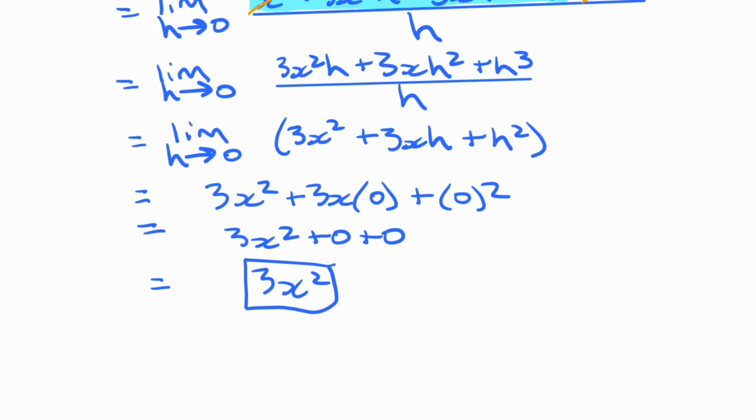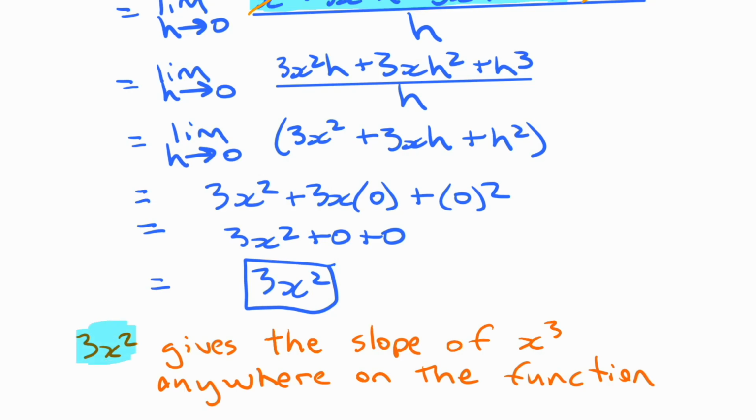And again, what that means is 3x squared is going to give us the slope of x cubed anywhere on the function. As I said earlier, in the past, you might have found the slope of the tangent line but had a specific value in here. But now that we've left it as an x all the way through, you get an expression at the end, 3x squared, not a specific number. All right? Let's look at another example.